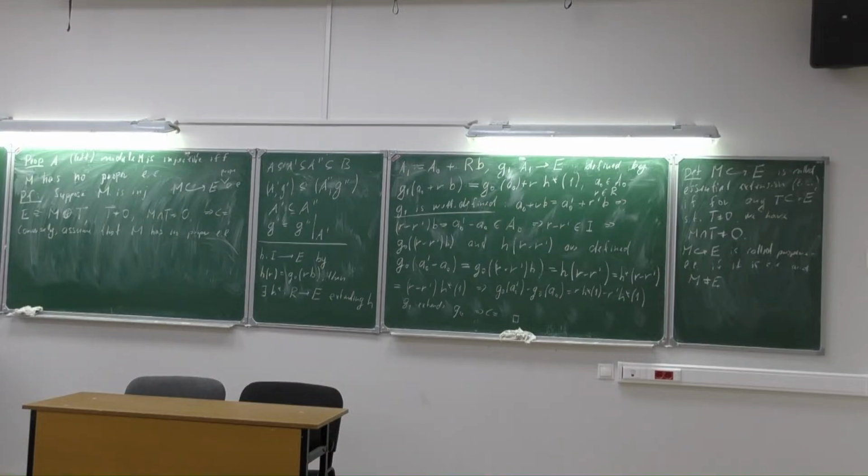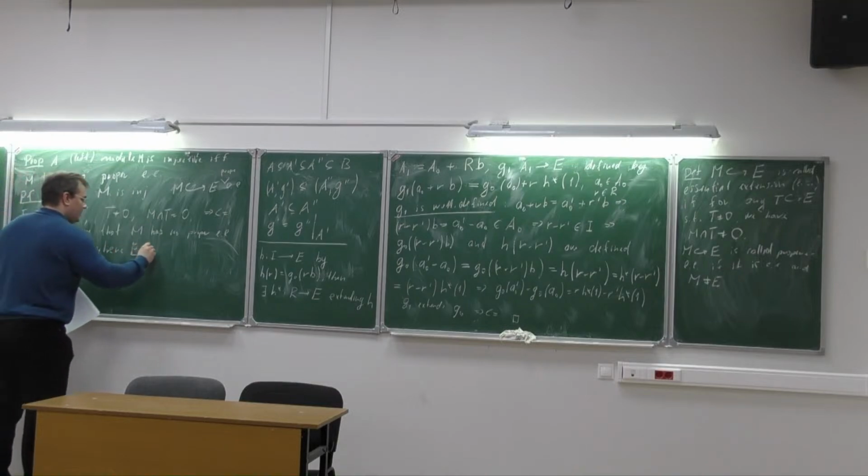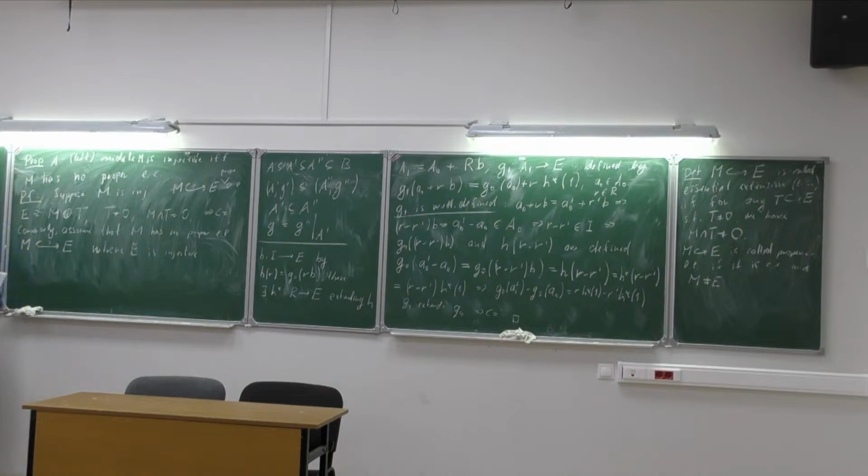Okay, so now let's go. So let's prove this in the other direction. So assume that M has no proper essential extensions. Well, first of all, I can do the following. I can take this module M and embed this into E. So let's call this embedding I, where E is injective.